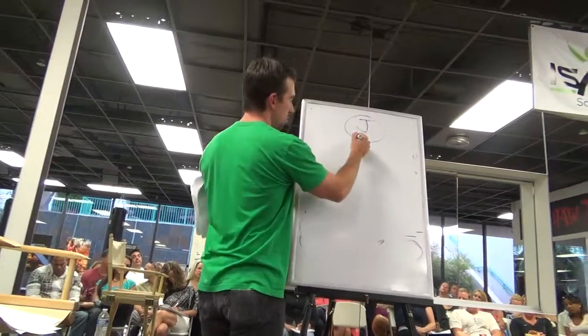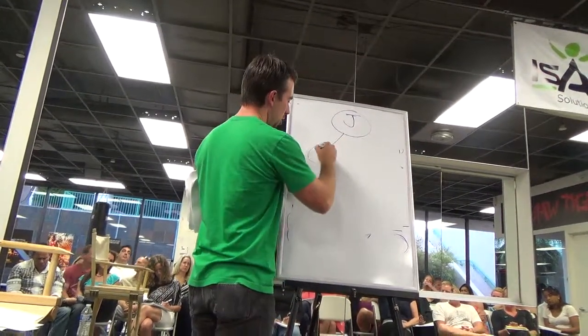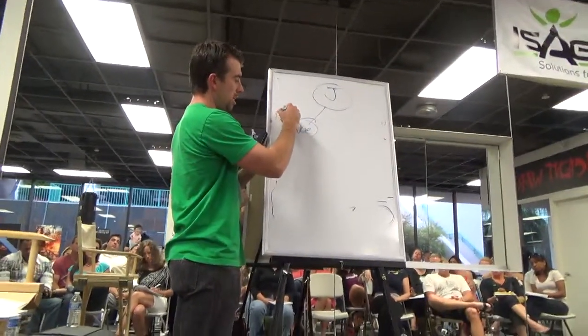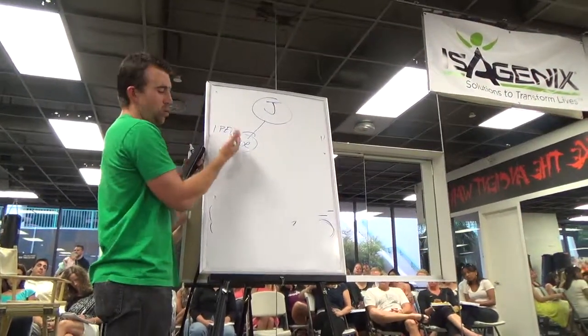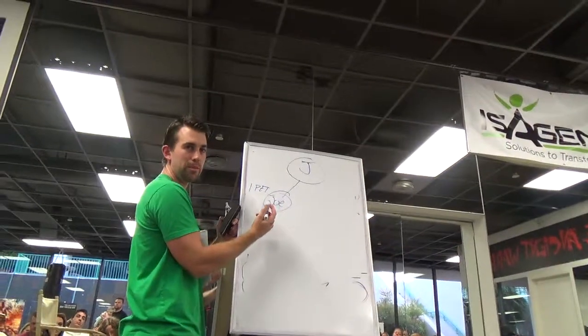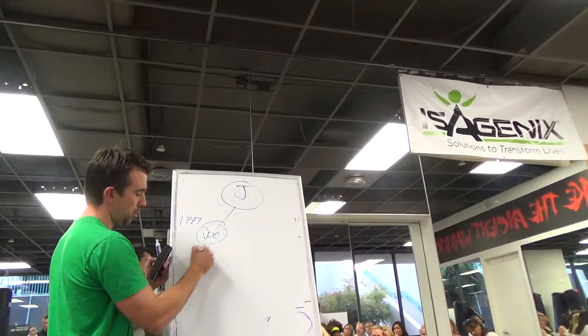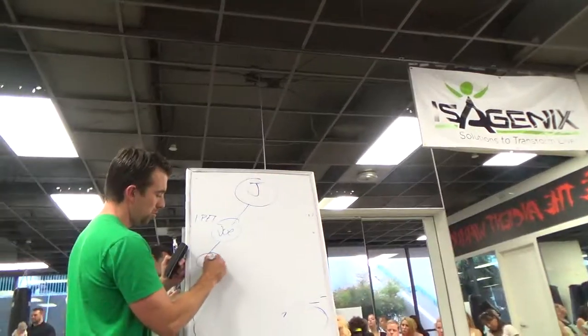Jill enrolls Joe here. So this is Jill's first PET, something like first generation personally enrolled team. Okay? Now let's say Jill goes out and enrolls another person here, Sue.